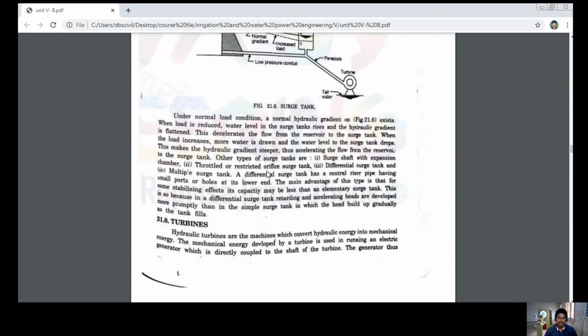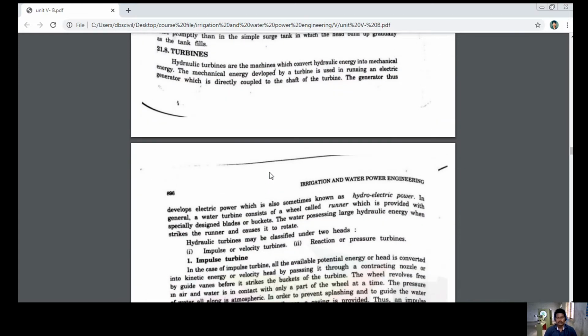Okay, now let's start with the topic turbine. What is a turbine? Hydraulic turbines are the machines which convert hydraulic energy into mechanical energy.